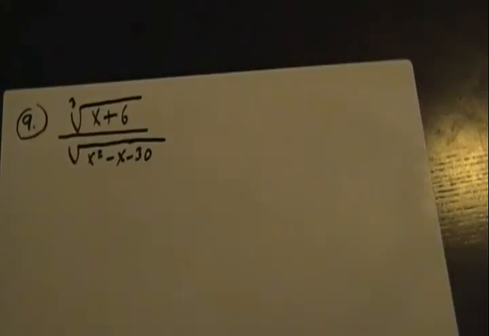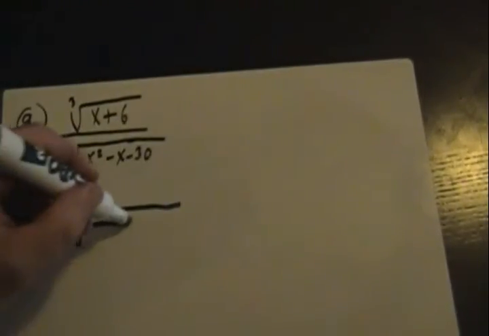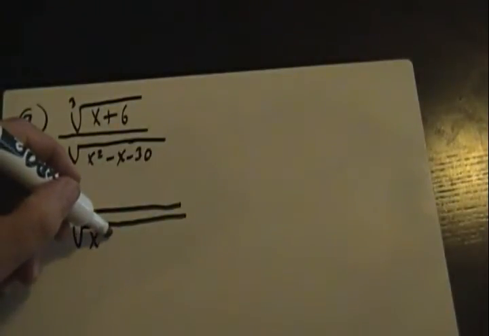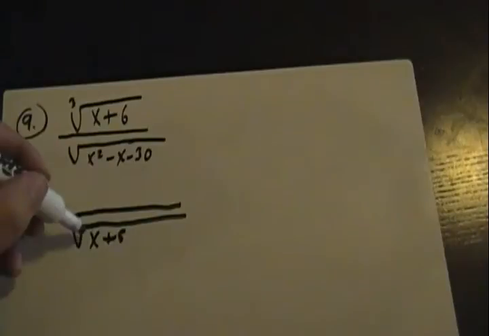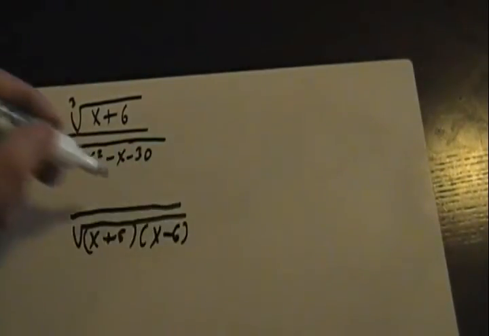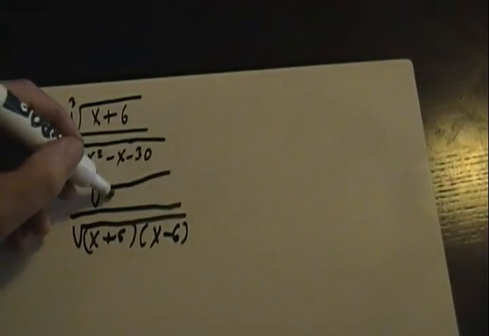So let's go ahead and take a look at this. First thing we notice is that this trinomial x squared minus x minus 30 can be factored. So if we do that, it should look something like this: x plus 5 and x minus 6. Once again, we're not going to do anything with the top, so I'll just rewrite it.